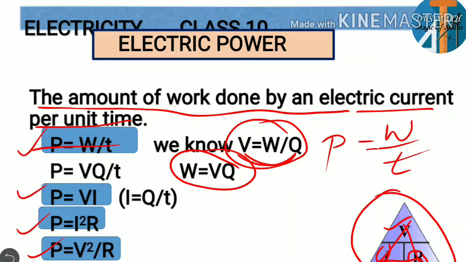So here also we got P is equal to VI. In the place of V, if I substitute IR, already I is there, so I square R, right? Or in the place of I, if I take V by R, I is equal to V by R, and already V is there, so V square by R. So which are all the formulas, right?